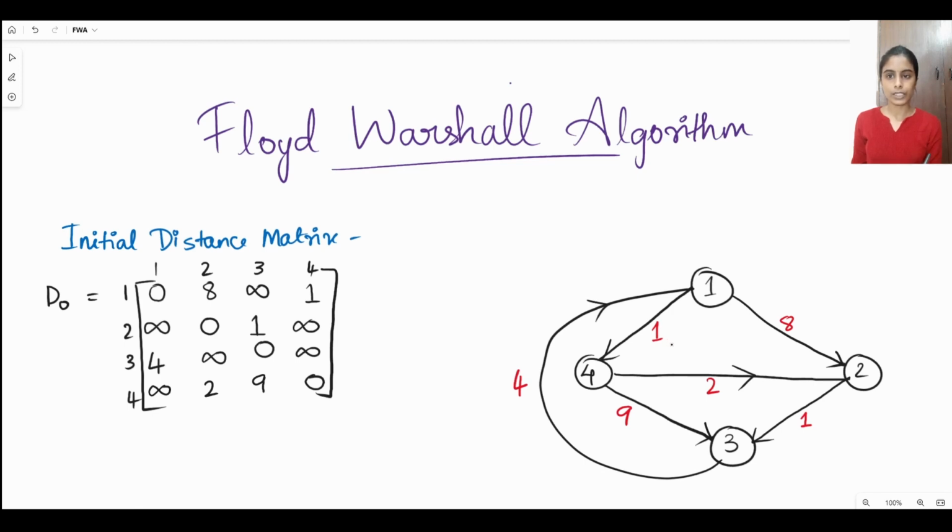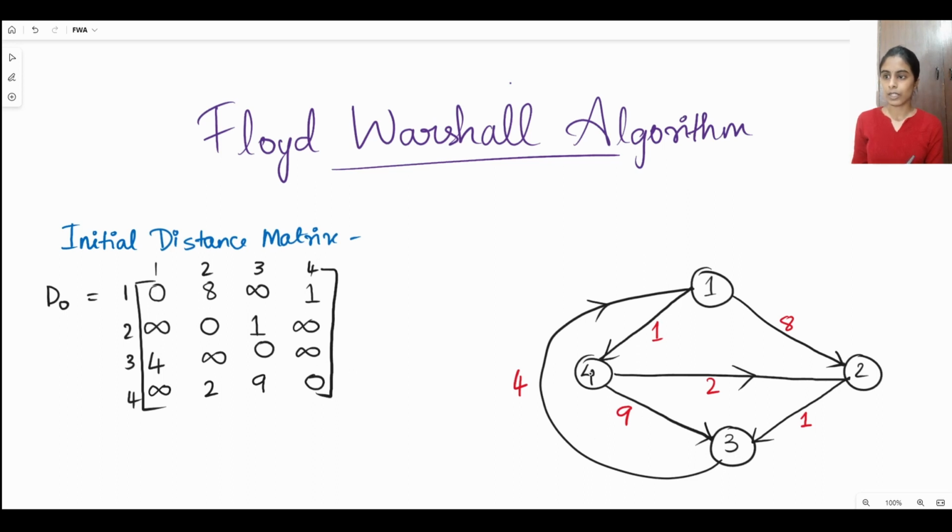Now 1 and 4, there is an edge and the weight is 1, so we enter here 1. Similarly, for 2, we see that 2 to 1, there is no edge, so therefore we give infinity. 2 to 3, there is an edge and the weight is 1, so we give 1. 2 to 4, there is no edge, so infinity. Similarly, 3 to 1, there is an edge, so the corresponding weight is 4. 3 to 2, there is no edge, so infinity. And 3 to 4, there is no edge, so again infinity.